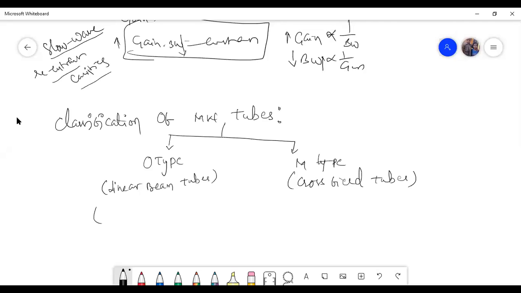But here in linear beam tubes, the electric field as well as the magnetic field are both parallel to each other. Right? So electric field and magnetic field are parallel to each other. And coming to M-type tubes, here both are perpendicular to each other. Electric field and magnetic field are perpendicular to each other.